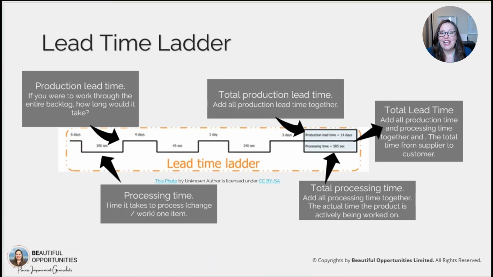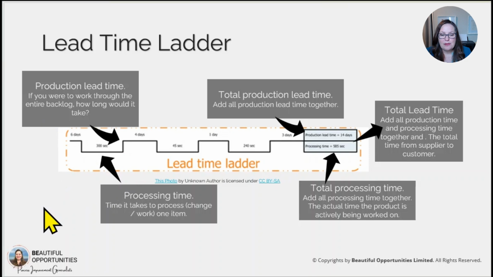And then finally, we have our lead time ladder. Our lead time ladder is where all that data comes together for us to see how long it would take a product or service to move through this entire process and be delivered to our customer. So, at the top, we're going to have our production lead time. So, if you were to work through the entire backlog, everything in the inventory in those triangles, how long would it take? In the bottom, we have our processing time.